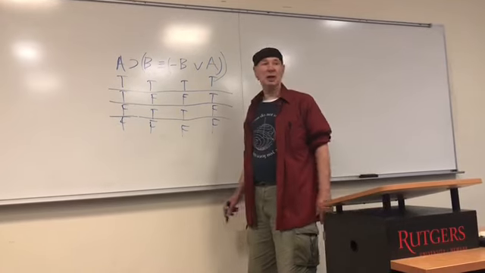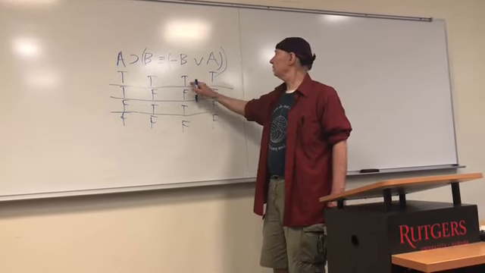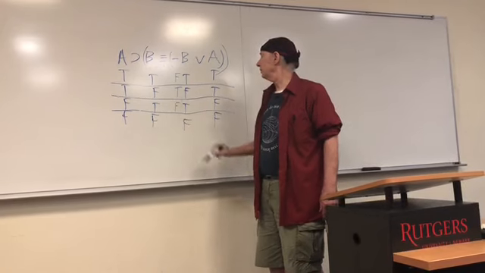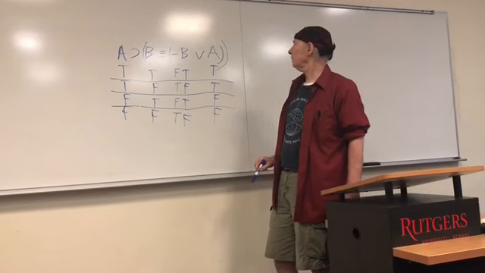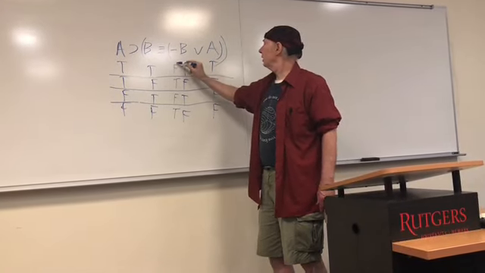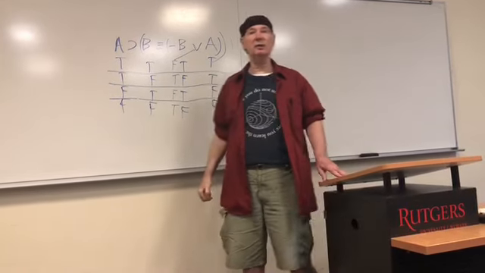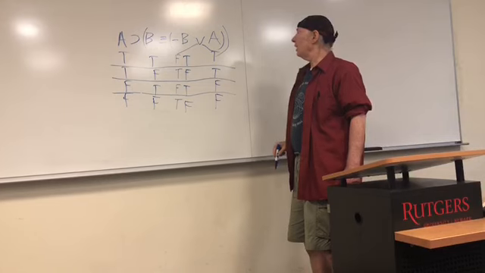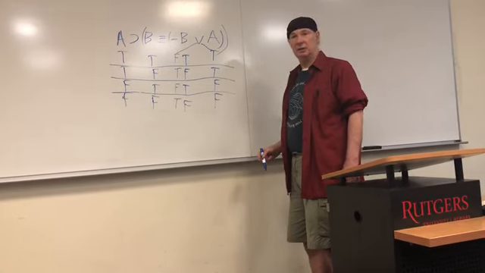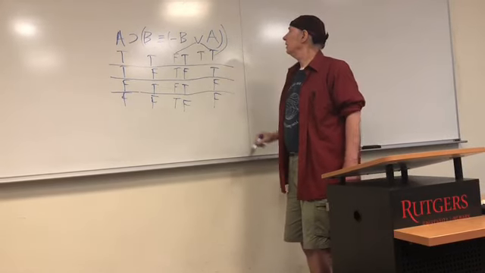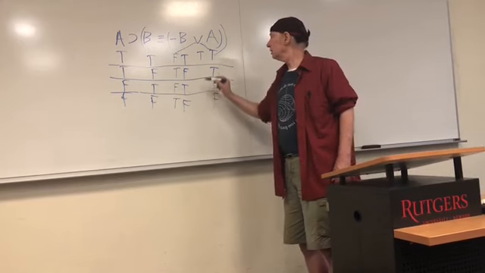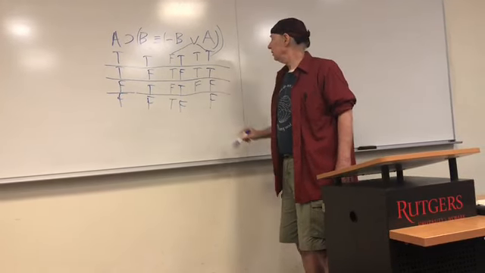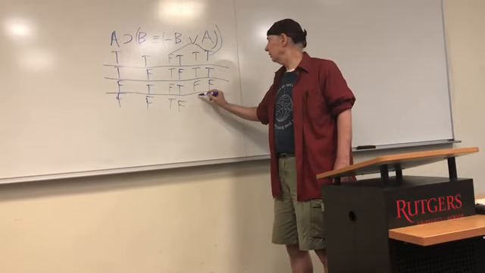And that's easy to do because that just flips the truth value. So squiggle T becomes F. Squiggle F becomes T, squiggle T becomes F, squiggle F becomes T. And now we will wedge the column underneath the squiggle to the column underneath A. So F wedge T is T. T wedge T is T. F wedge F is F. T wedge F is T.